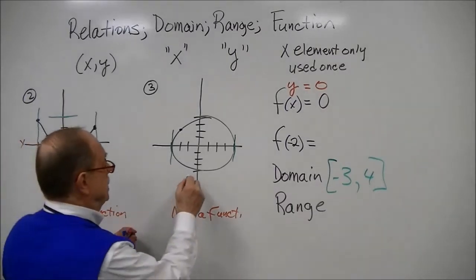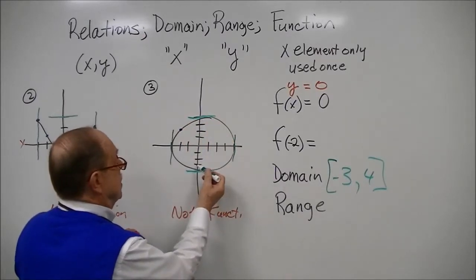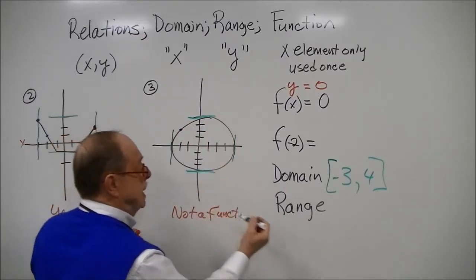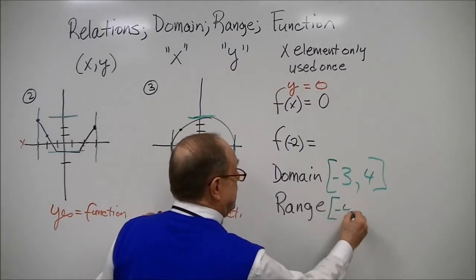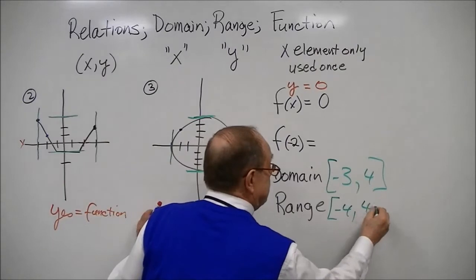For our range, it's starting here and ending there. So it's a negative 4, and then 1, 2, 3, 4 to 4.